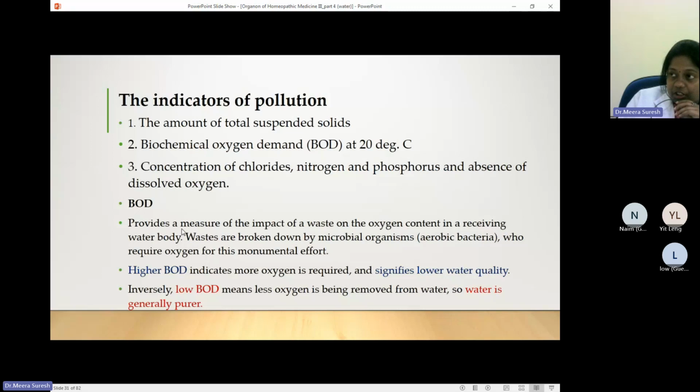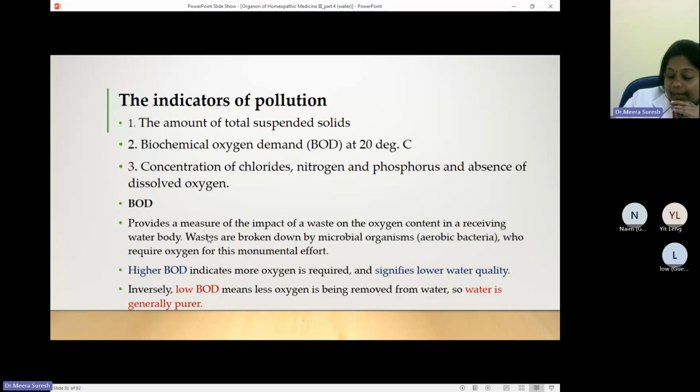Suppose that's the definition given, but let's put it in our own words. It is the impact, how much worse the waste that is getting mixed with that water body is. The water body, maybe we can consider it like a river or a stream. How much impact is the waste going to bring about on what? The oxygen content. And why oxygen content? Because the oxygen content will be used by the microbial organisms to break down this waste.